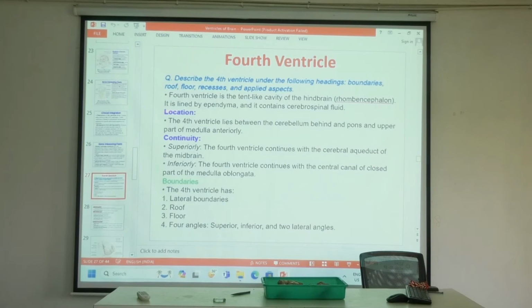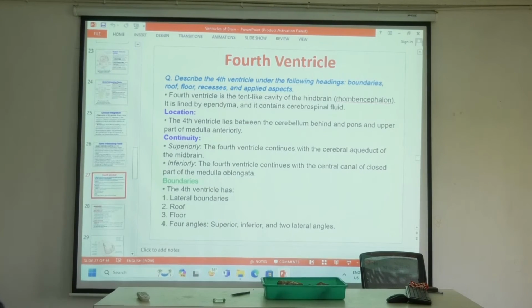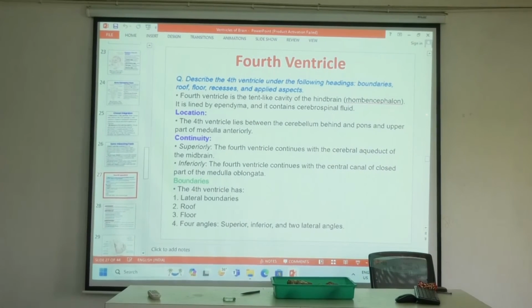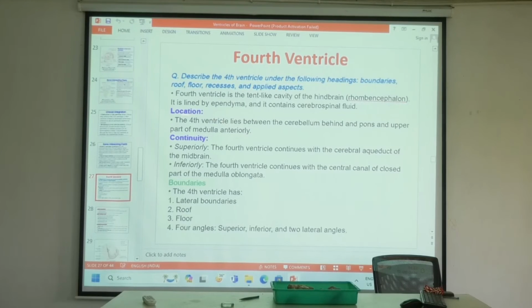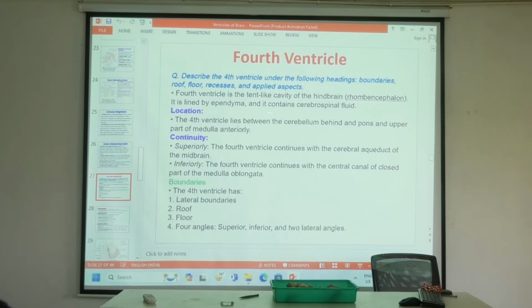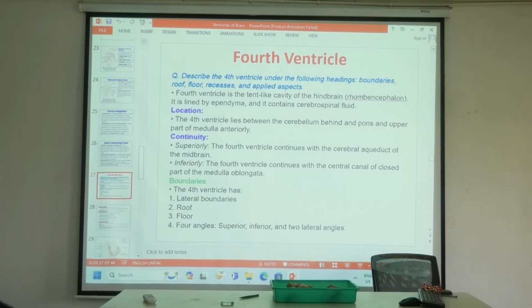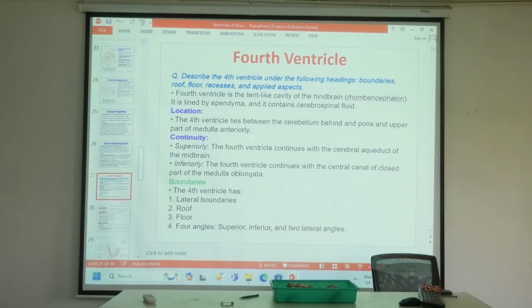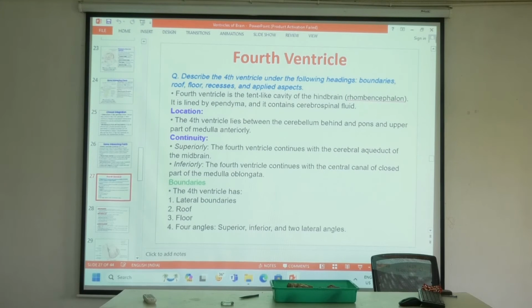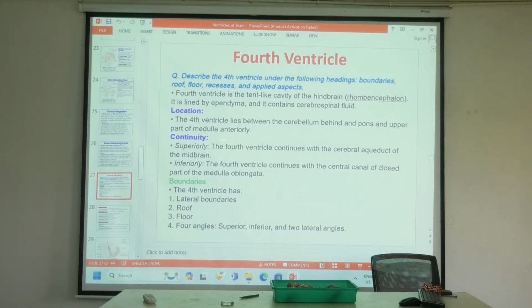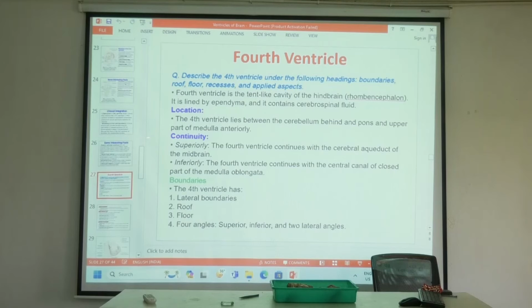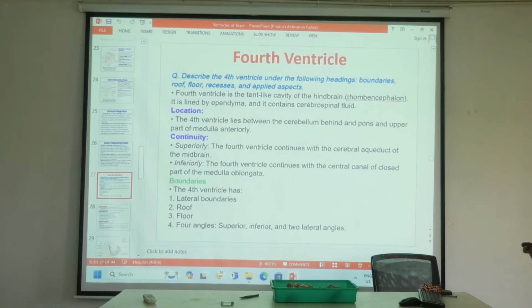Fourth ventricle is the tent-like cavity of the hindbrain. Hindbrain is rhombencephalon. It is lined by ependyma and it contains the cerebrospinal fluid, CSF. What is the location of fourth ventricle? It lies between the cerebellum behind and the pons and upper part of medulla anteriorly. Okay, so this is the location of fourth ventricle.